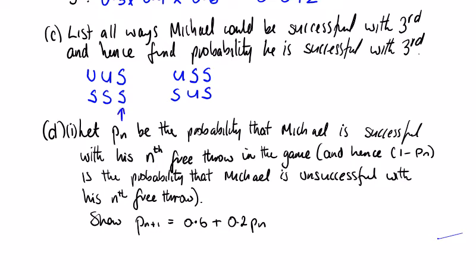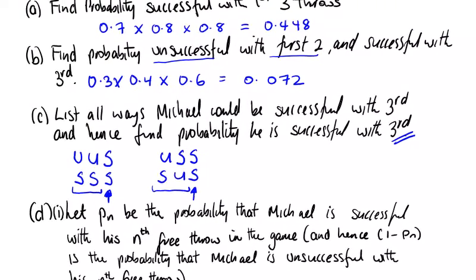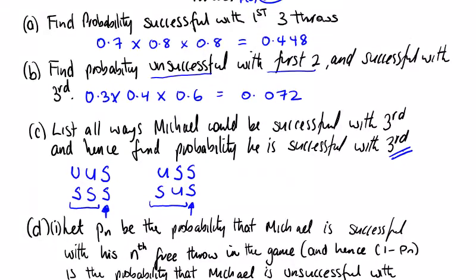So successful with the third one. You can see then this and this are the only other possibilities for the first 2. So find the probability he's successful with his third. Well, we need to multiply these out then and find the values. Now we've already done 2 of them. This is SSS and this is UUS. So we have these 2 done, SSS and UUS. So the probability of unsuccessful, successful is that it's going to be 0.3, which we had before.